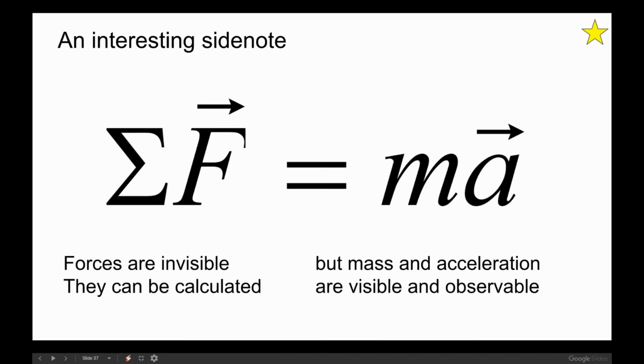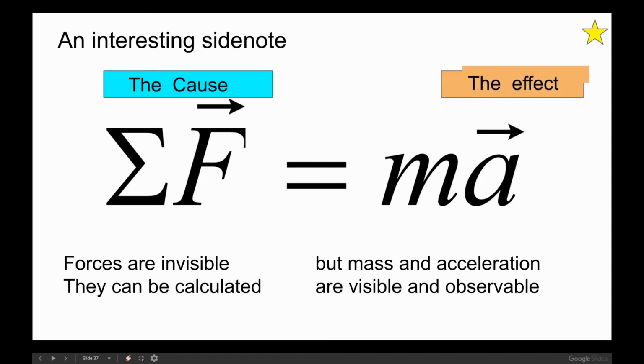Forces are invisible. They can be calculated. But mass and acceleration are both visible and observable. Well, it's kind of the same thing, right? You can make recordings on them. Now, forces you may feel with the human body if they're strong enough. So you can feel the effect of a force, but it is much easier to record the mass and acceleration and calculate the force. So this is the cause, and the effect is the acceleration. And the object is the m.